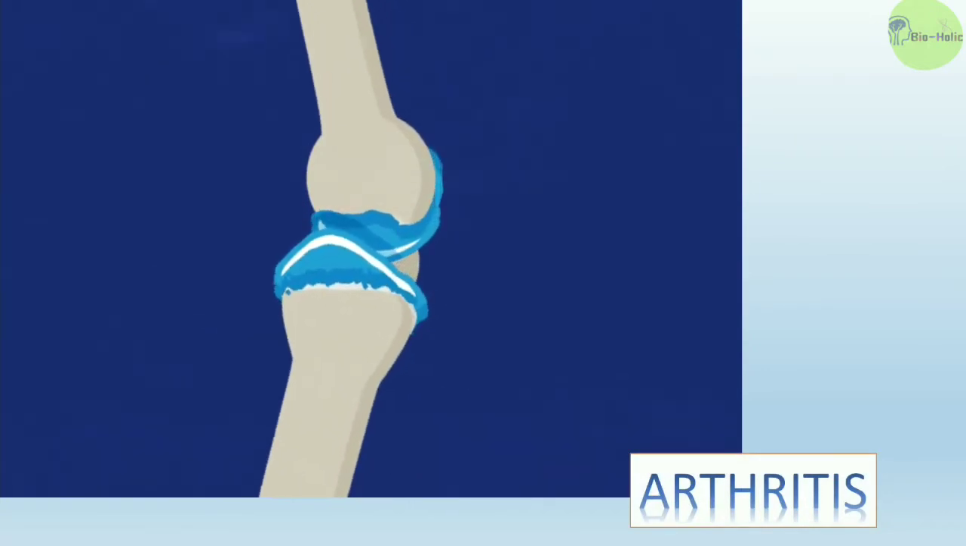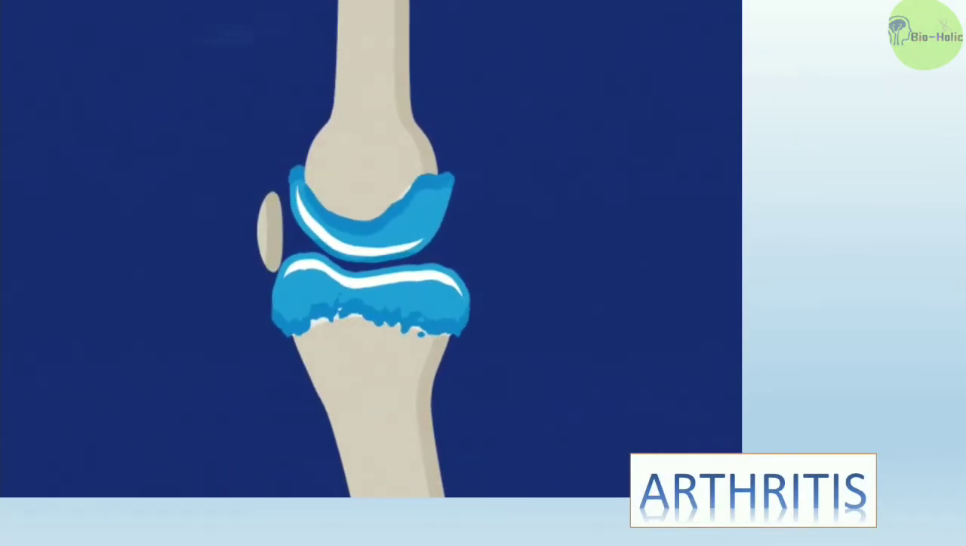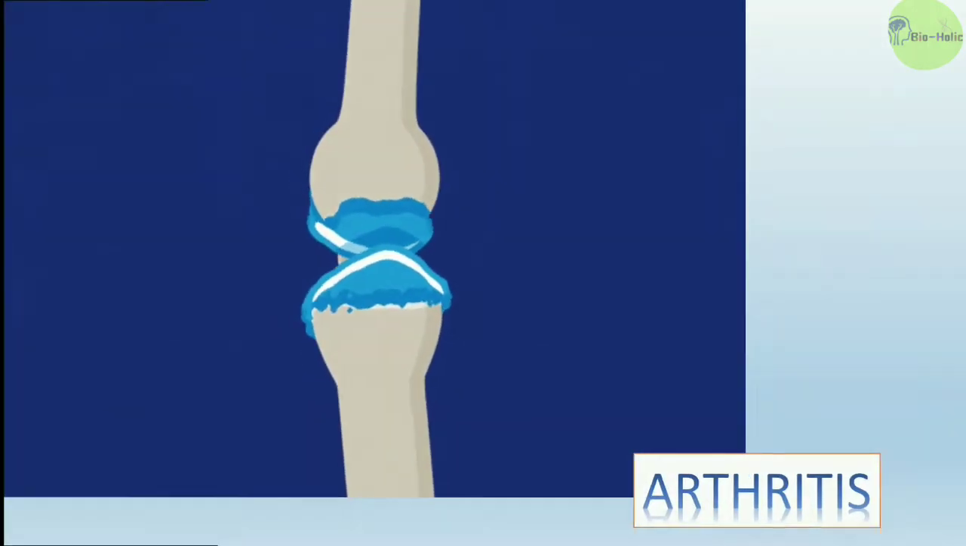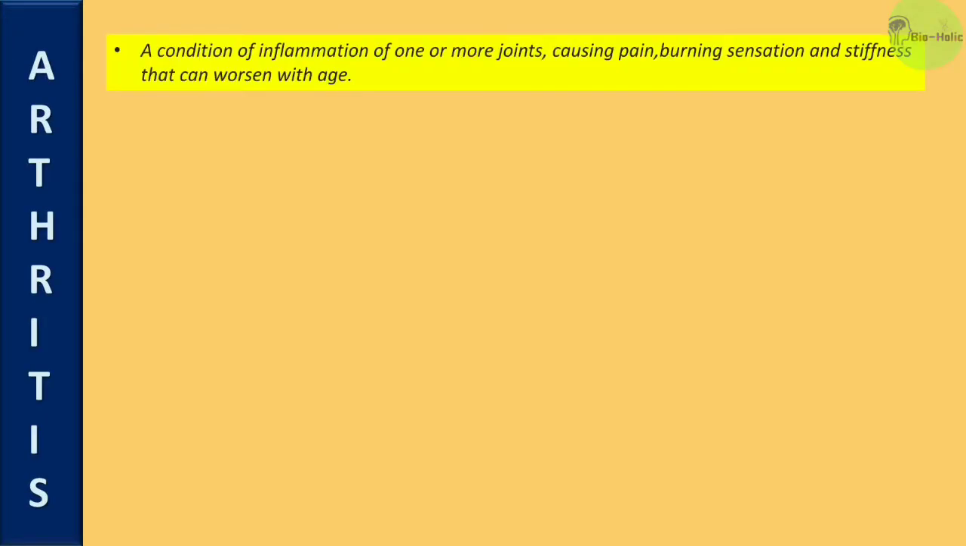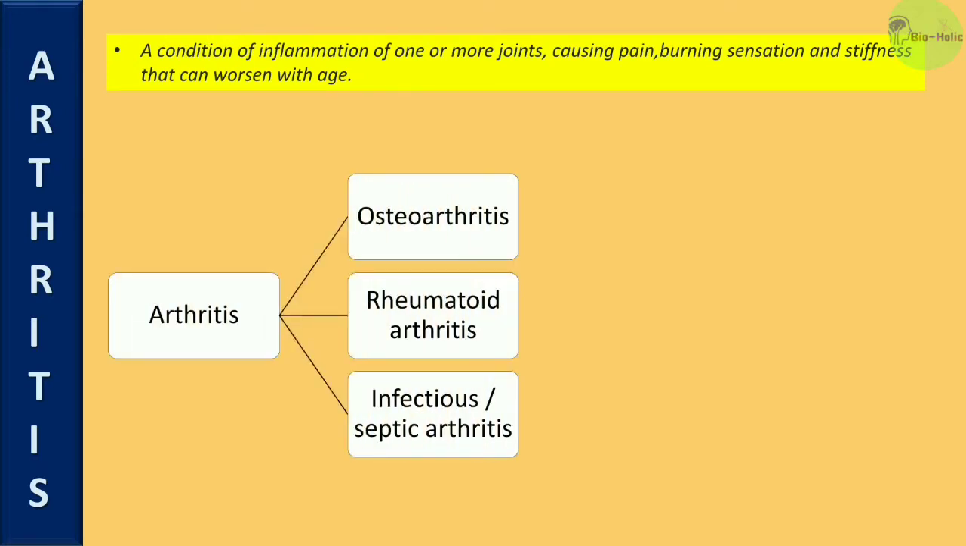Another important musculoskeletal disorder is arthritis. It's a very common disorder. It is a condition of inflammation of one or more joints, causing pain, burning sensation, and stiffness that can worsen with age. Arthritis can be of 3 types mainly: osteoarthritis, rheumatoid arthritis, and infectious or septic arthritis.